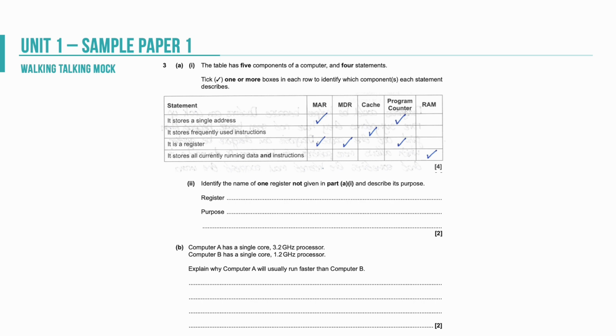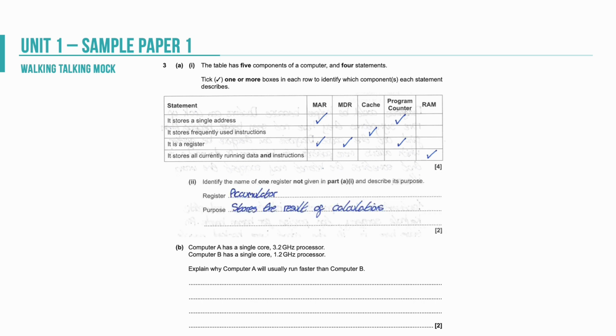It then asks for a register that's not in part 1. The obvious one is the accumulator. You should always remember the definition for an accumulator. To accumulate means to keep track over time, to keep taking things in and in and in. And that's what the accumulator does. It takes in the running total, the result of the calculations that have happened so far, the accumulative total of what's happened. So the register is the accumulator, and its purpose is to store the result or the running total of calculations.